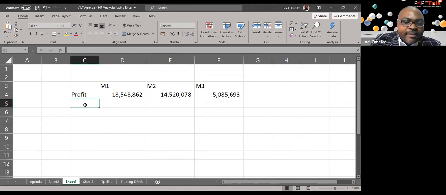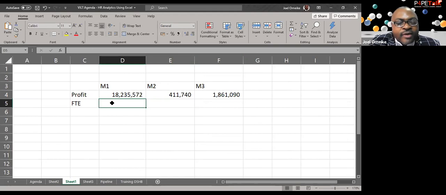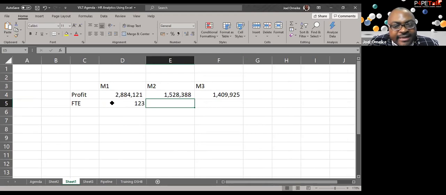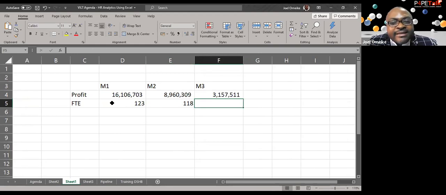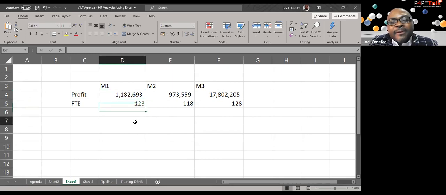This is full-time employees, the total number of staff you have. Say in the first month, you had 123 staff. In the second month, some people resigned and you had 118 staff. In the third month, you now hired 10 staff, so you're now 128 staff. Profit per employee is this profit divided by the total number of staff.